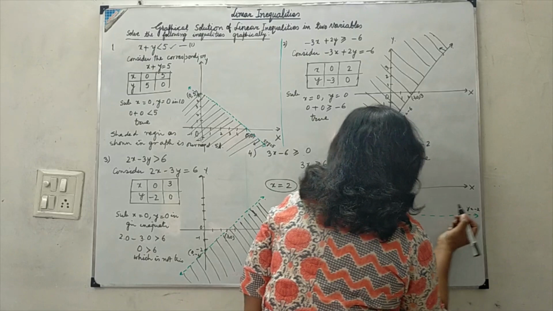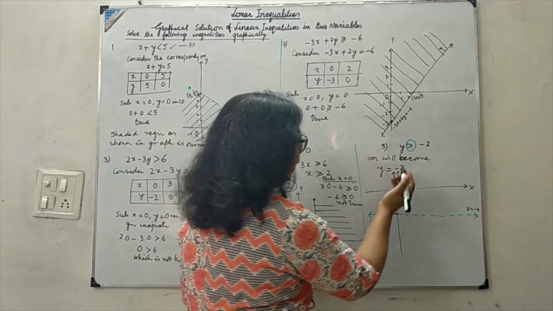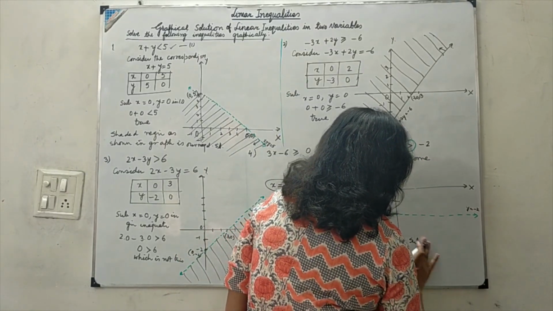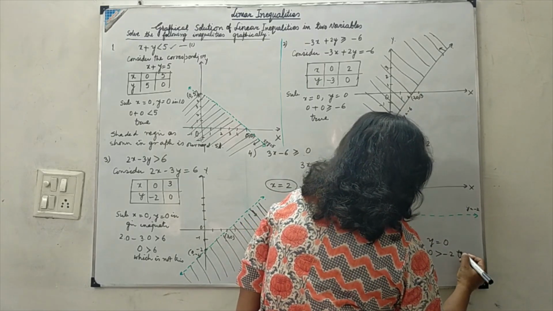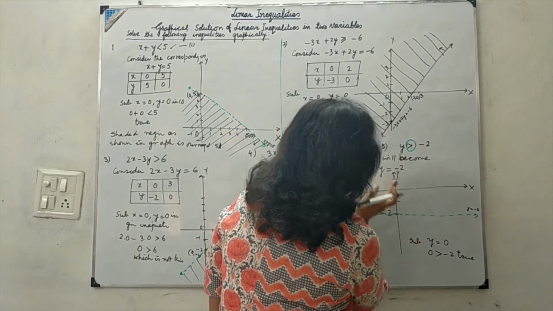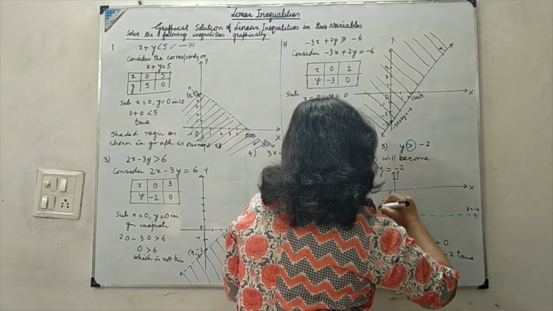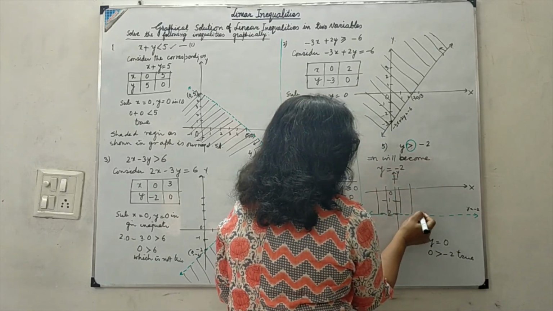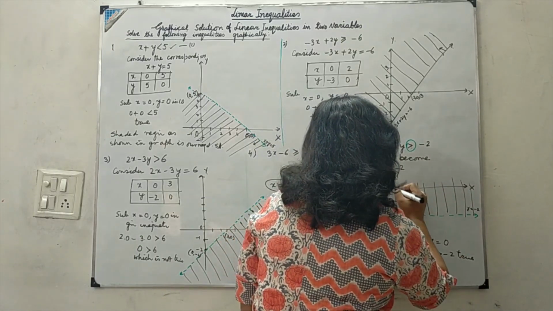So the line is not included, so I will take a dotted line here, and this line will be y equal to minus 2. But we want to show the region, the upper half plane or lower half plane. So what will I do? Again I will check by substituting x as 0; x is not there, so y equal to 0. So 0 greater than minus 2, this is true. That means the part which has the origin is our required half plane as solution. So I will shade this side, or you can simply write like this, or you can darken it with your pencil.